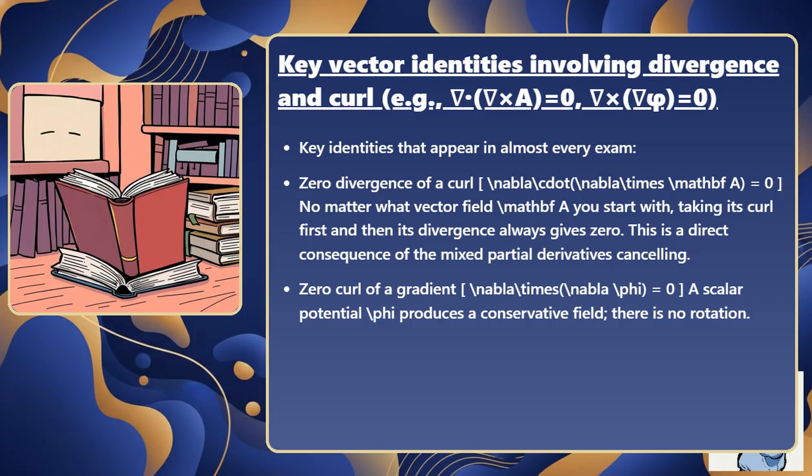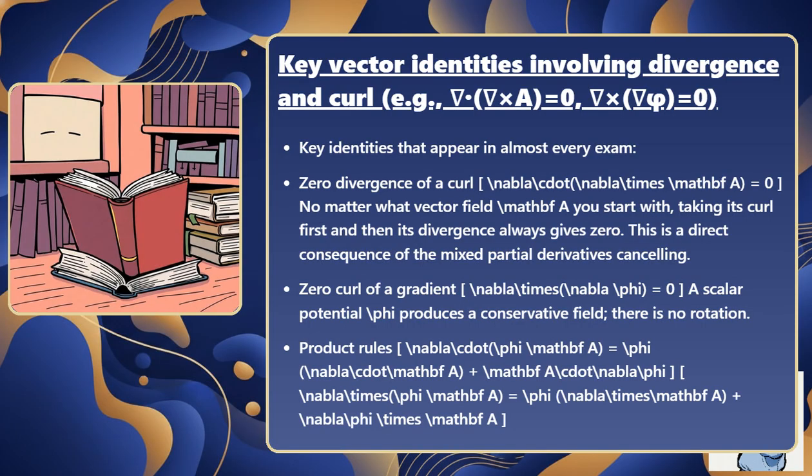0. Curl of a gradient. Nabla cross nabla phi equals 0. A scalar potential phi produces a conservative field, there is no rotation. Product rules. Nabla dot (phi bold A) equals phi times nabla dot bold A plus bold A dot nabla phi. Nabla cross (phi bold A) equals phi times nabla cross bold A plus nabla phi cross bold A.